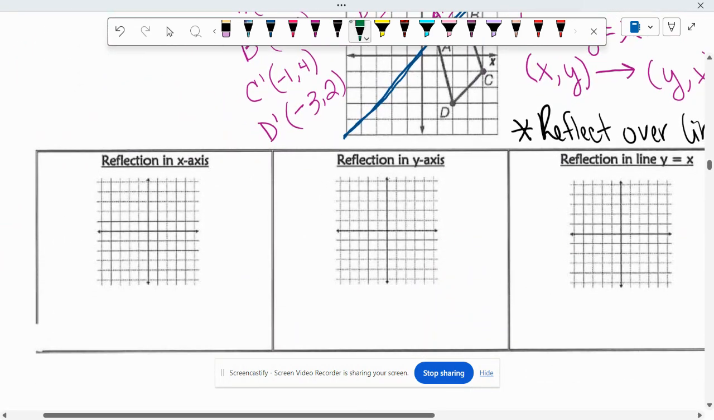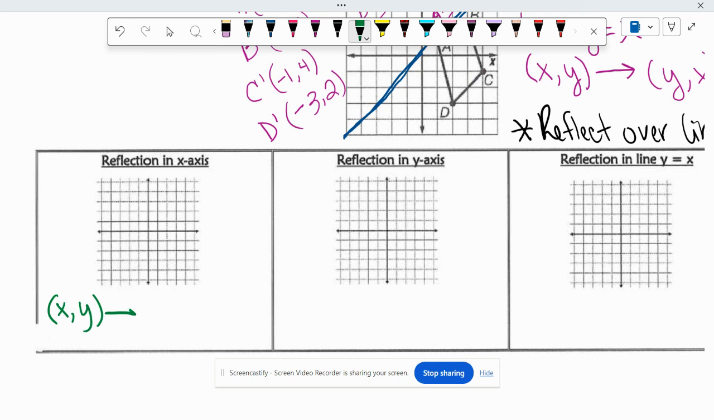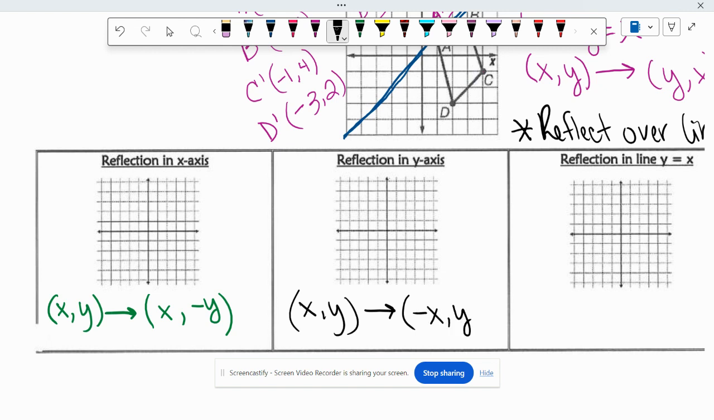So we have some opportunity here to write our rules. Remember, this is in function notation. So if I reflect over the x-axis, the rule is x comma y transforms to x comma opposite y. If I reflect over the y-axis, x comma y transforms to opposite x, y.